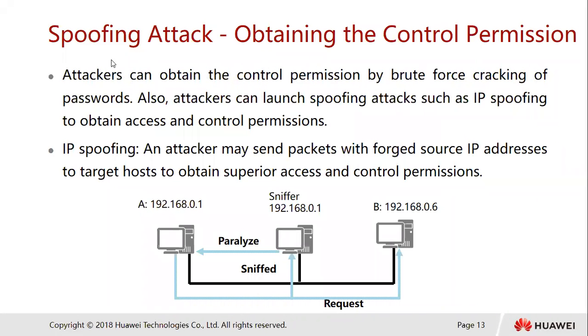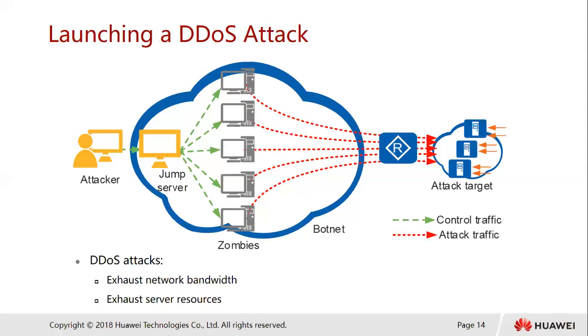Okay. Spoofing attack, obtaining the control permission. So spoofing attack relies on trust. So this PC trusts this one. So what it's going to do is to get the IP address of this and pretend to be A. That is what we call address spoofing attack.